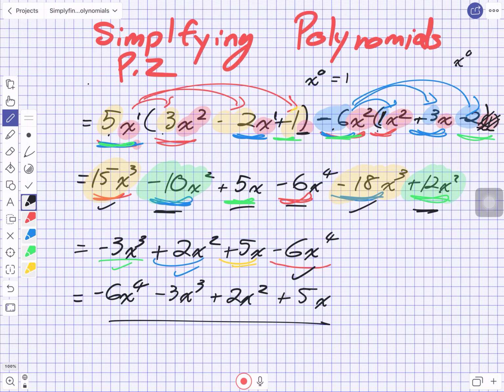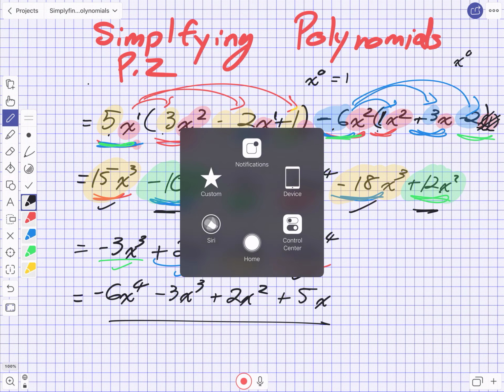So we multiplied and we simplified by adding. We did both. We did the last question and we added a new thing in it. Okay?